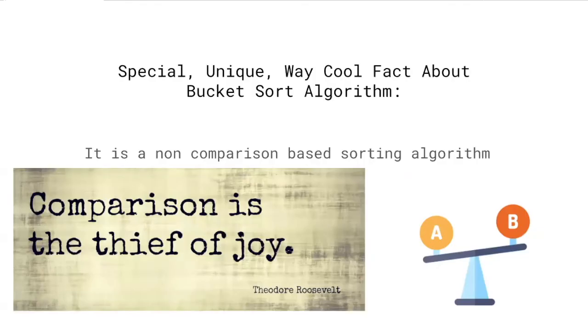A special, unique, way cool fact about the bucket sort algorithm is that it is a non-comparison based sorting algorithm. And what this means is that we never compare 2 values to one another. All that the algorithm is doing is placing each number into a bucket based on the value at a specified index, which means no comparison is required. And I think that's pretty interesting.